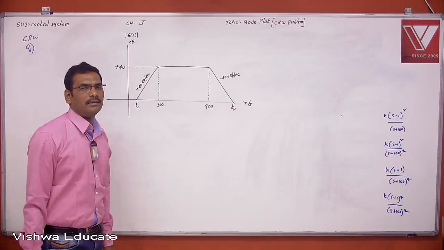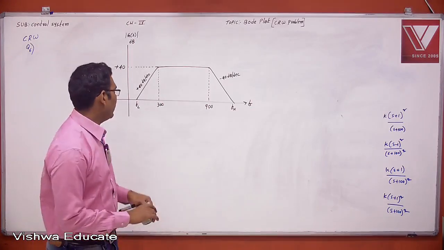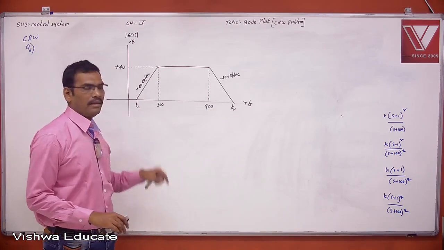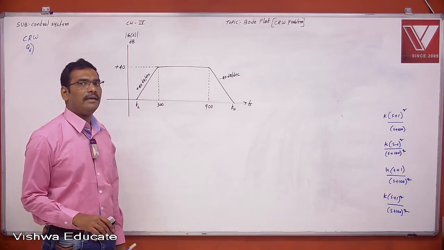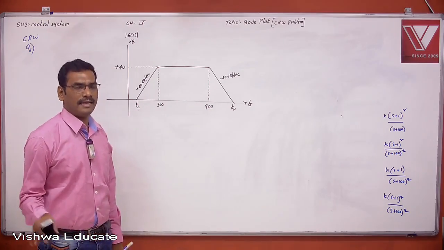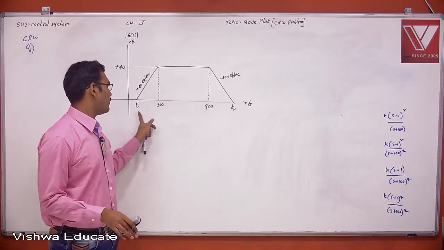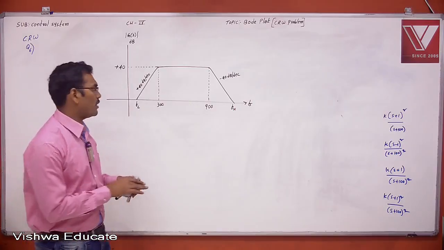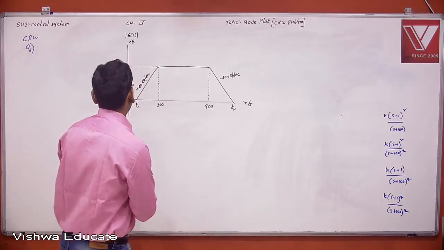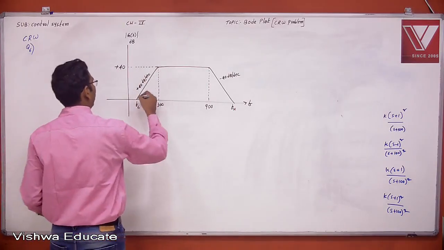Then he is asking to find the difference between FH and FL. FH minus FL in terms of hertz is dash. That is the question. All the poles and zeros are real. FH minus FL in terms of hertz is what? He is asking. Very simple. Now he has given the slope of the line. We will take this one.